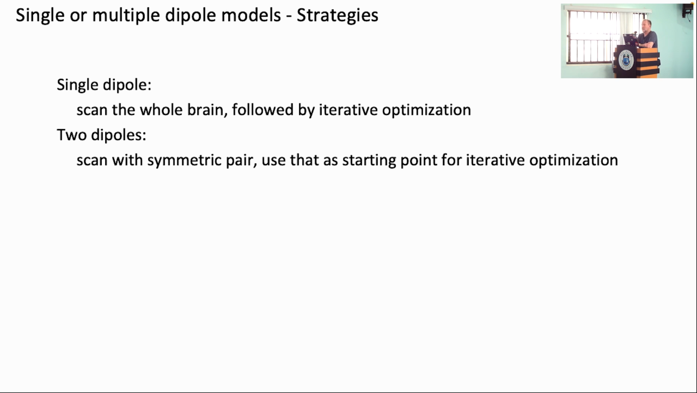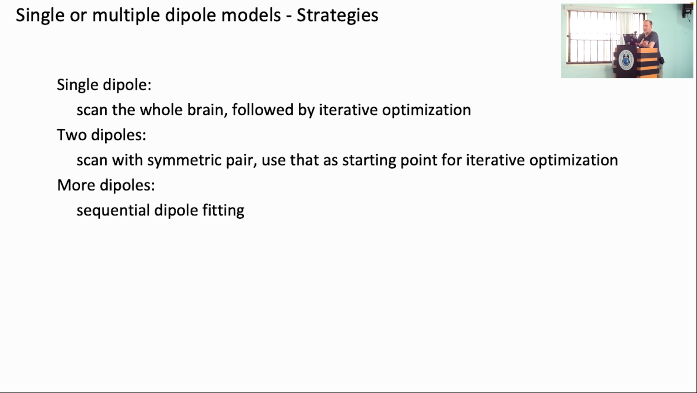If we have two dipoles, then depending on the task, but if it's sensory activity, we very often can assume that there's symmetric activity in the brain, so that the homologous areas in both hemispheres are active, so we can make a symmetric dipole pair. And if I move one dipole, the other dipole automatically moves along with it. So I can scan the whole brain with a symmetric pair, and actually I only have to scan one hemisphere because the other hemisphere automatically goes along. And again, we can use that as a starting point for the iterative optimization.